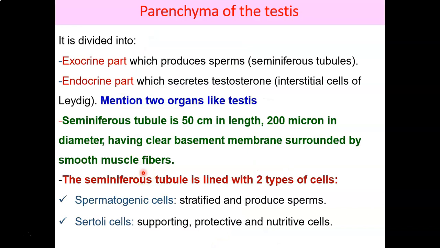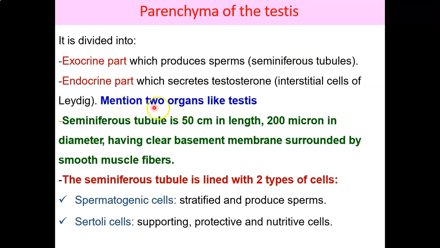The parenchyma of the testis is the most important item in this part. It is divided into the exocrine part, which produces sperms, and the endocrine part, which produces testosterone. This endocrine part is represented by the interstitial cells of Leydig, located between the seminiferous tubules.